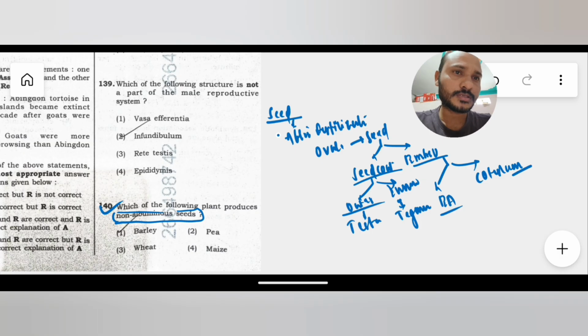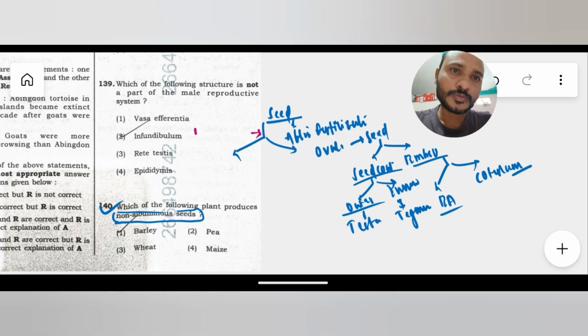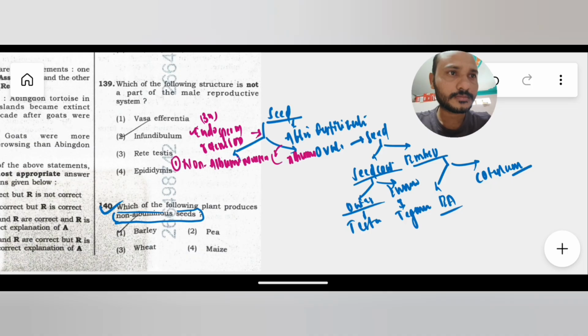Before that, seeds are classified into two important categories based on endosperm retention. Endosperm is formed by double fertilization or triple fusion, so endosperm is 3n. Based on endosperm retention, seeds are classified into two types. Here I am writing: the first one is non-albuminous seeds, the second one is albuminous seeds. Non-albuminous seeds are also called ex-albuminous seeds, and albuminous seeds are also called endospermic seeds.